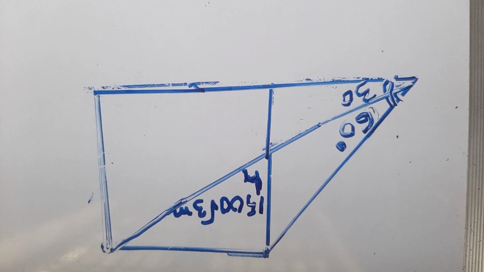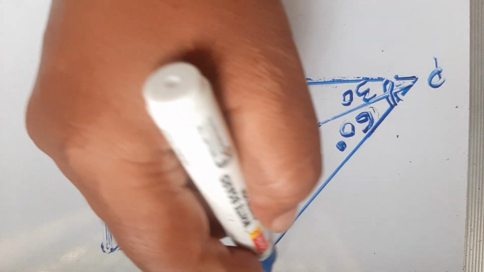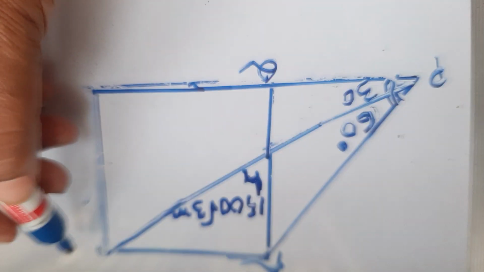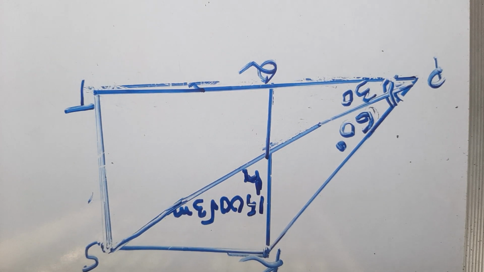Okay. Now, we should name the points. We can take them as P, Q, R, S, T. These are the points. Now, let us see what is coming, the working we have to draw.